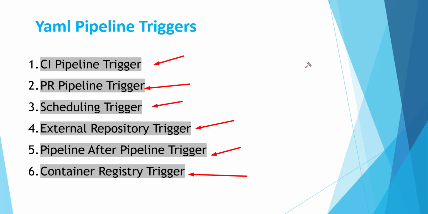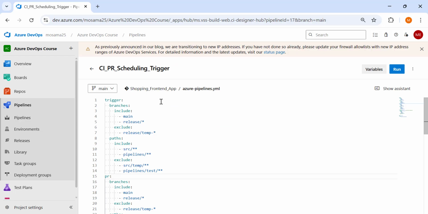I made a pipeline to demonstrate how to use the 3 trigger types. So let's go to it. So I have entered the pipeline, which is for the CI, the PR, and the scheduling. And that's how you define a CI trigger. The CI trigger is the default trigger in Azure DevOps. When you make any starter pipeline, you'll see the CI trigger. The CI trigger is a trigger that happens when you push a new commit to your repo.